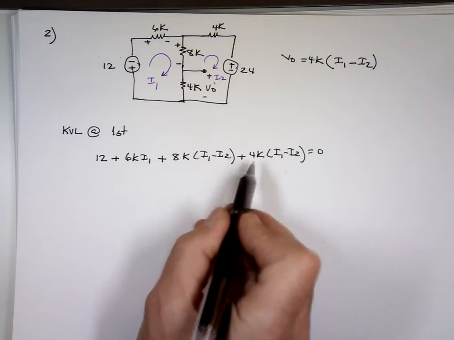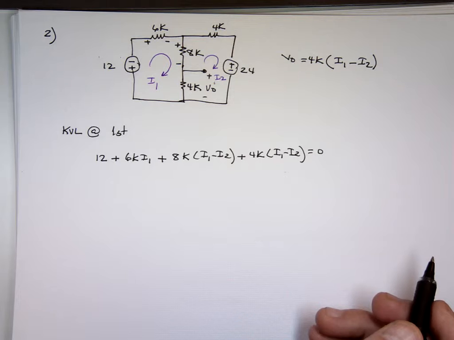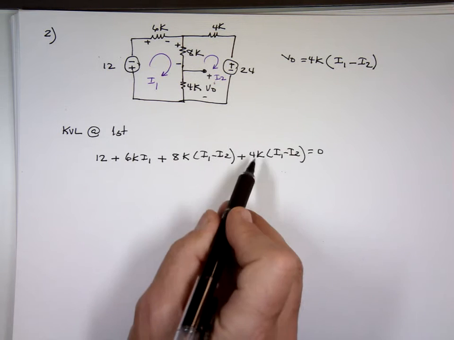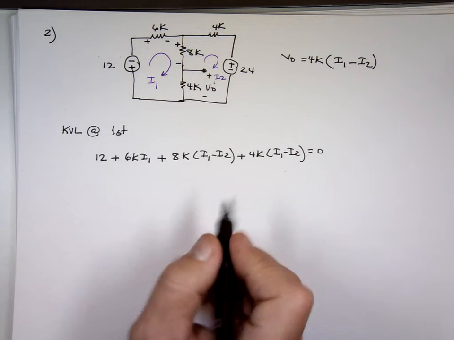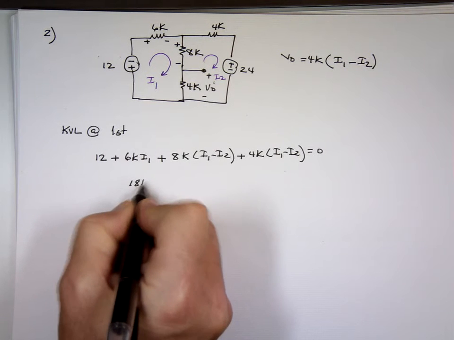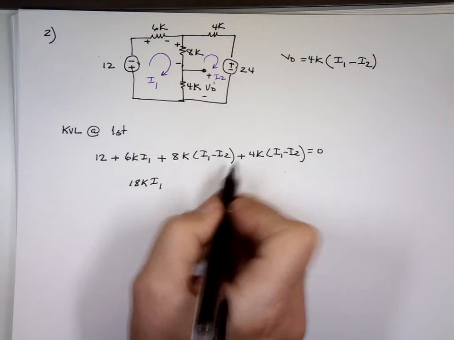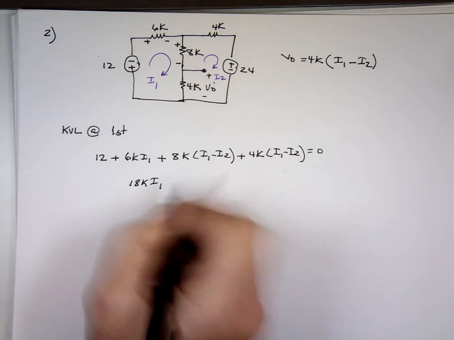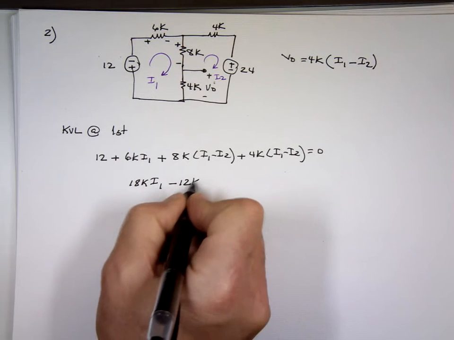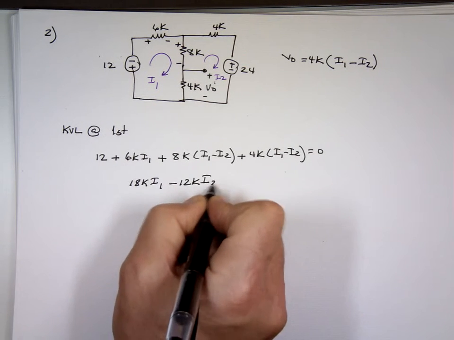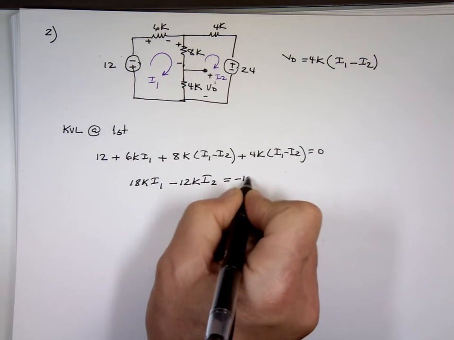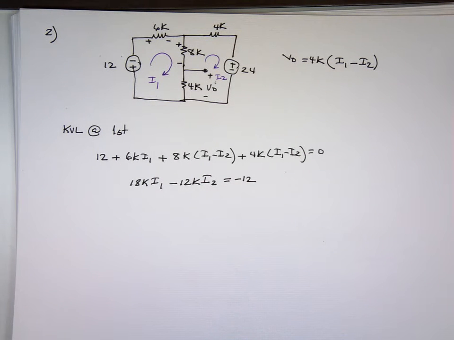6, 8, and 4. What's 6, 8, and 4? 18, is it? 18K I sub 1. 8 and 4 is 12, negative 12K I sub 2 equals what? Negative 12? And that's the first equation.